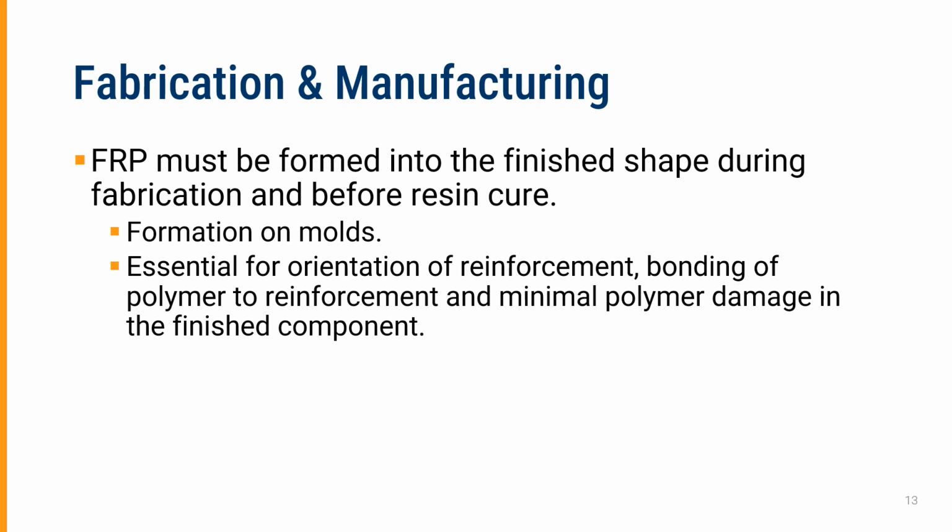FRP must be formed into the finished shape during fabrication and before the resin is cured. After that, it's no longer formable. So the formation is on molds, and this is essential for the orientation of reinforcement, bonding of polymer to reinforcement, and minimal polymer damage in the finished component.